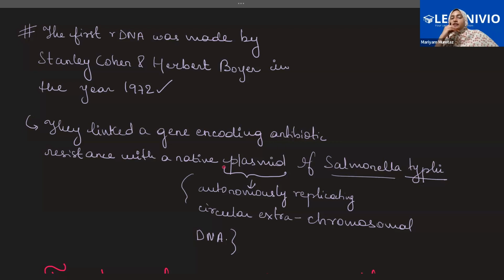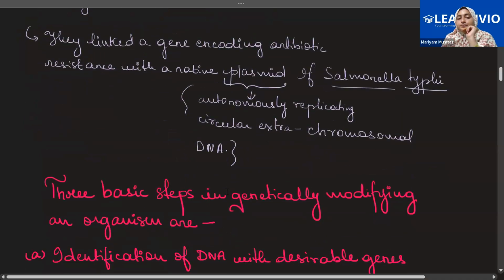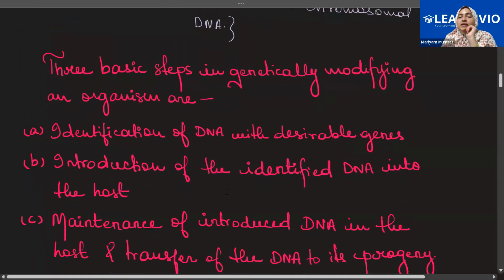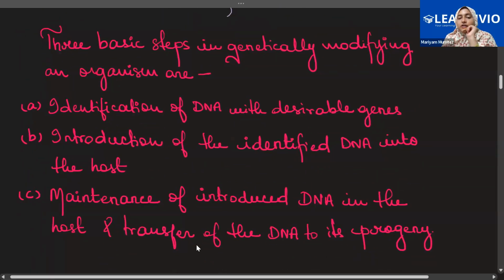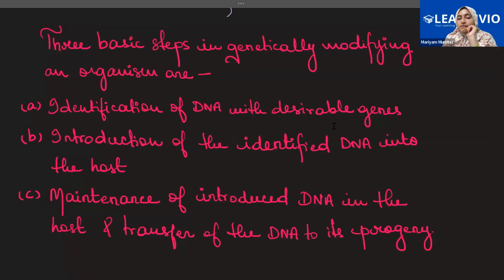So in the year 1972, this can be asked in a question: in which year was the first recombinant DNA made? You should know that it was made in the year 1972. Now, there are three basic steps in genetically modifying organisms. What are those steps?